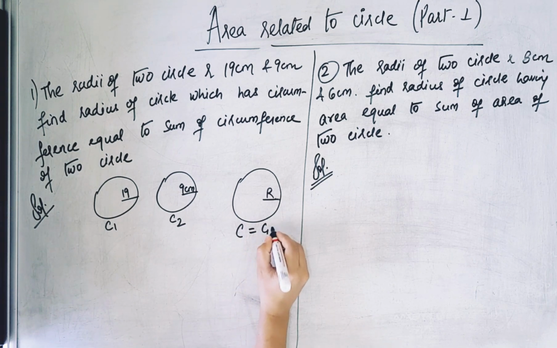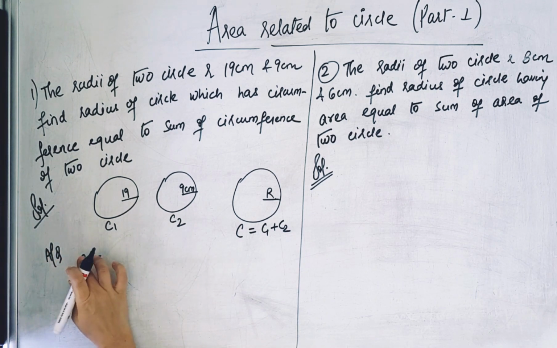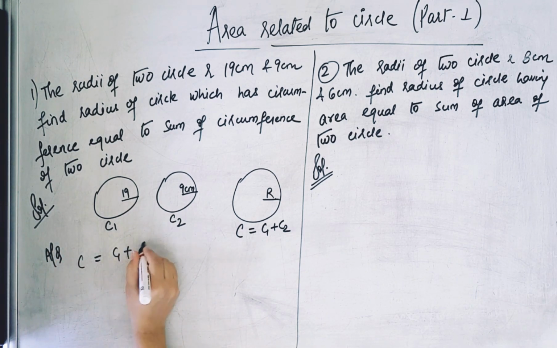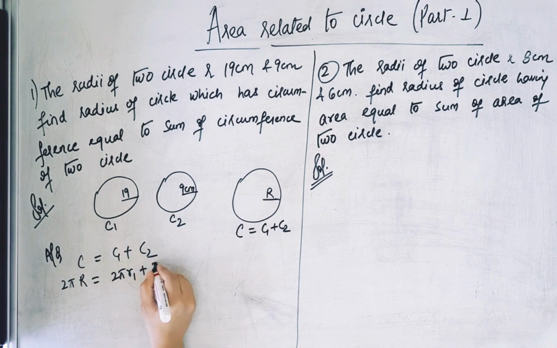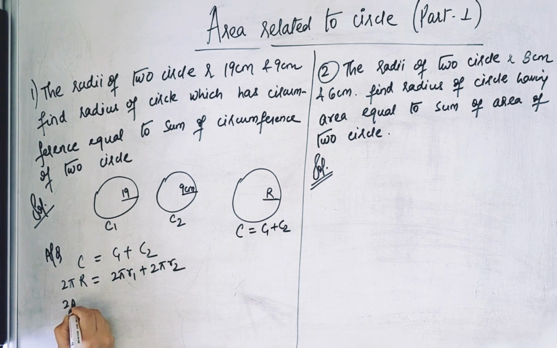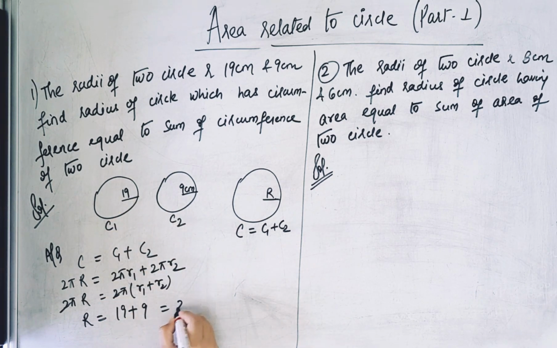So this C is equal to what? C1 plus C2 according to the question. So according to the question, C is equal to C1 plus C2, thus C is 2 pi R. This will be 2 pi r1 plus 2 pi r2. We'll take 2 pi common, and this 2 pi got cancelled. Now we have to calculate capital R. This will be r1 plus r2. So r1 is 19 and r2 is 9. Thus the answer is 28 centimeter.